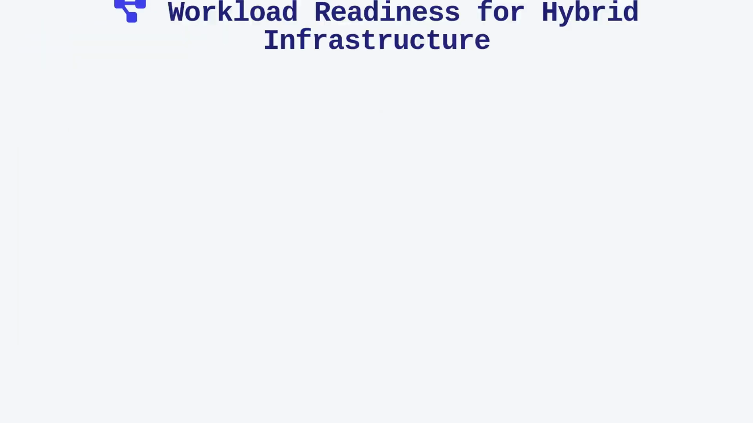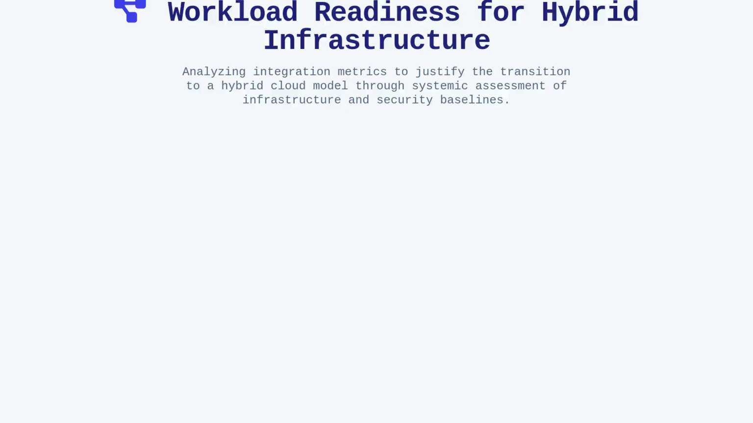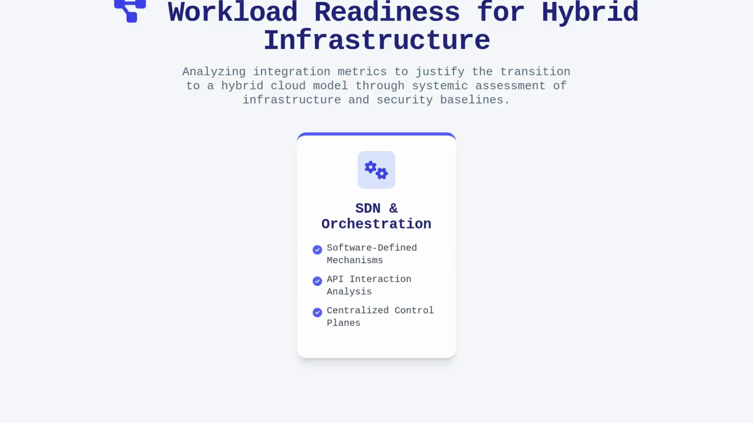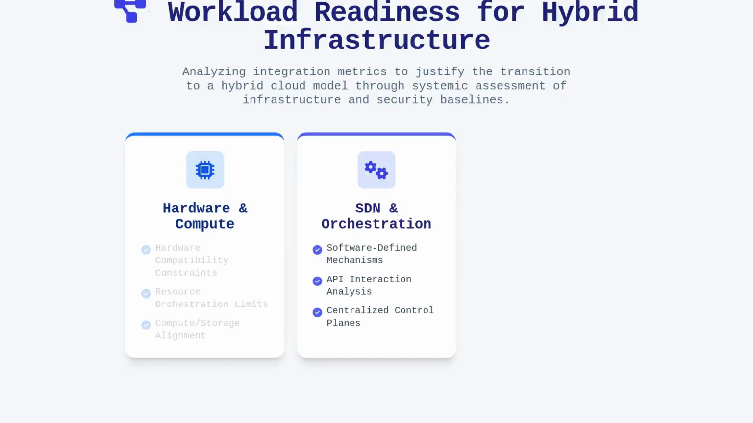Integration metrics serve as the backbone for assessing workload readiness and determining whether a move to a hybrid model is justified. We must analyze how software-defined control mechanisms operate within the infrastructure stack, specifically looking at how APIs interact with existing compute and storage resources. Hardware compatibility is not merely a checkbox. It is a fundamental constraint that dictates how effectively workloads can be orchestrated across hybrid boundaries.